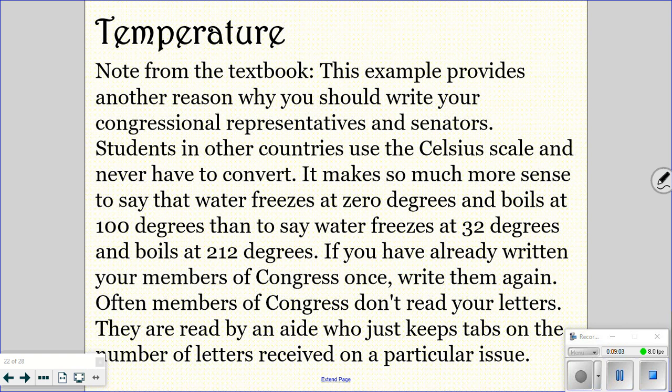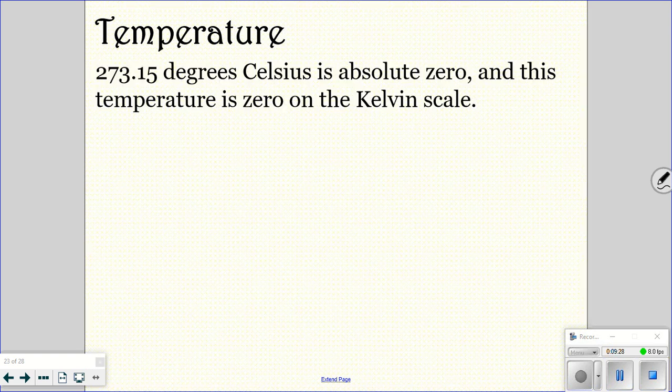So Saxon feels like we should convert to the metric system, and he's telling you to write to your congressional representatives and senators to tell them that we should change, because he says that we have to do more work because we measure everything in Fahrenheit, and so we're always having to change to Celsius. So if you want to do that, you can. I just thought it was funny that that's what he wrote in the book.